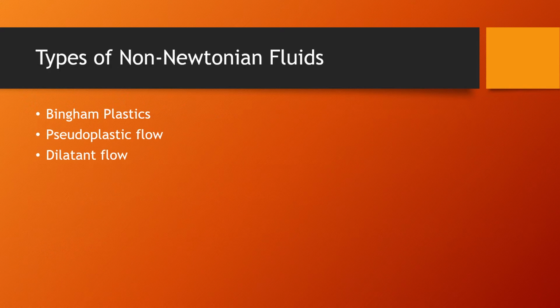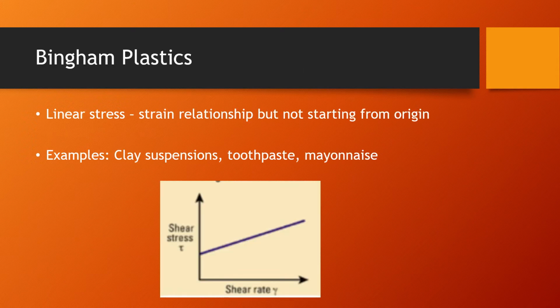Now coming to the types of non-Newtonian fluids. First is Bingham plastics. Second is pseudoplastic flow. Third is dilatant flow. Coming to the Bingham plastics. Here a linear stress strain relationship is there, but not starting from the origin. So the relationship between stress and strain or shear rate is linear, but it is not crossing through the origin. Examples are clay suspension, toothpaste, mayonnaise.